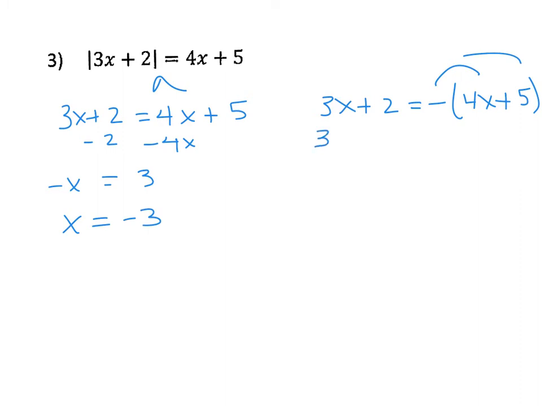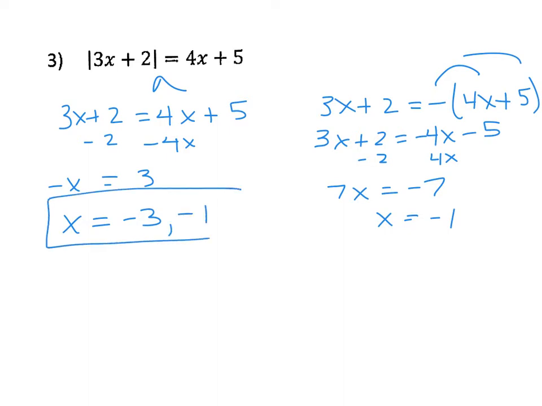This one I get 3x plus 2 equals the opposite of 4x minus 5. So again, I'm going to move the 4x over to the left, and I'm going to subtract the 2. So I get 7x equals negative 7. x is negative 1.